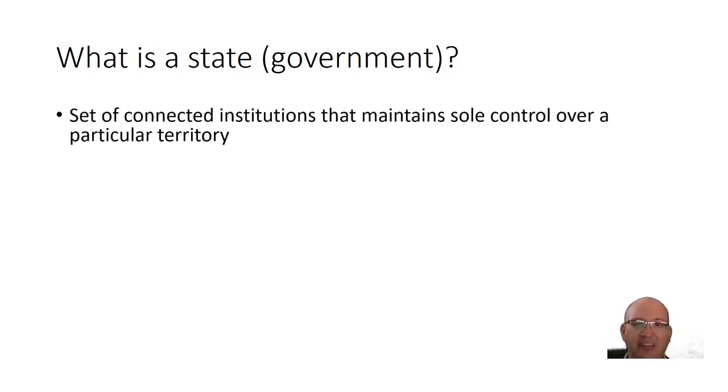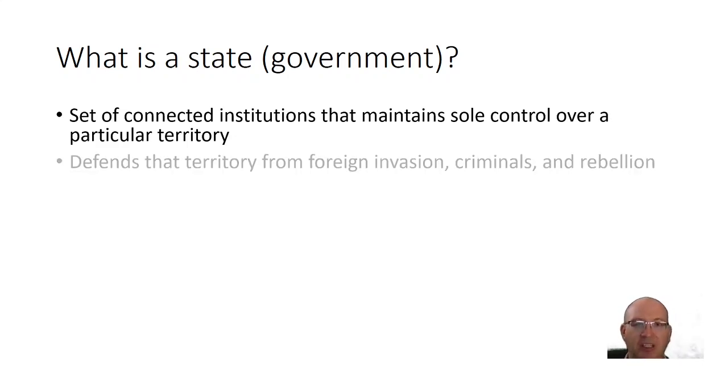So a state is a set of connected institutions that maintain sole control over a particular territory. So there's a Canadian state, and they control the territory of Canada. The United States of America, our government, which is made up of multiple institutions, you can kind of think about their state, federal, local governments. There's also the executive, judicial, and legislative branches. Those connected institutions maintain sole control over the United States of America. The USA does not control parts of Canada. Canada does not control parts of the USA. So that's what I mean by that.